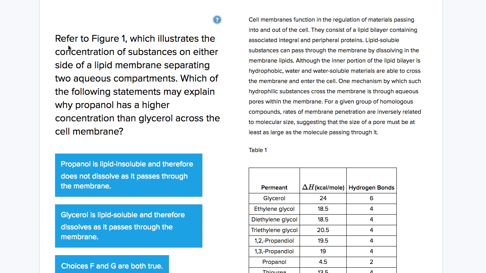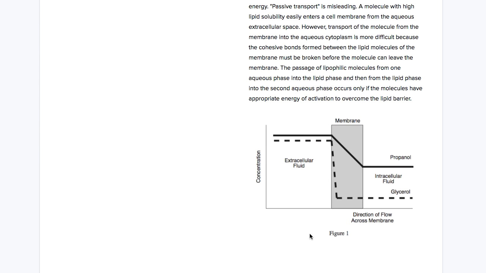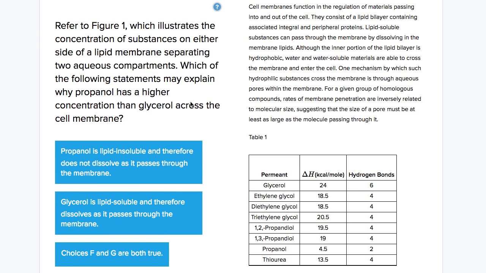Now this science question says to refer to figure 1, which illustrates the concentration of substances on either side of a lipid membrane separating two aqueous compartments. So if we look at figure 1, we can see we have two aqueous compartments, we have a membrane in the middle, and we have these two substances, propanol and glycerol. And propanol has a higher concentration than glycerol on the right side here after crossing the membrane, as it's going to tell us in the question.